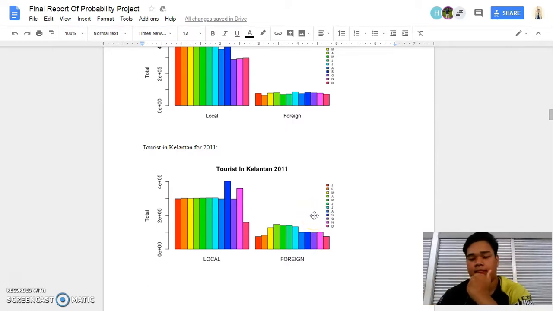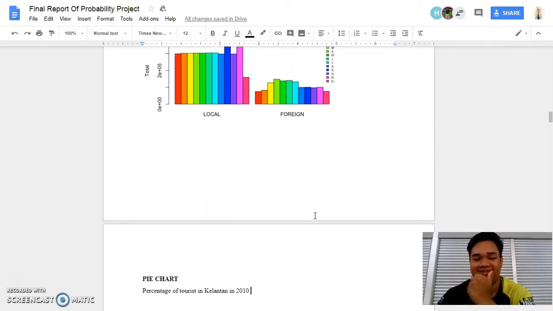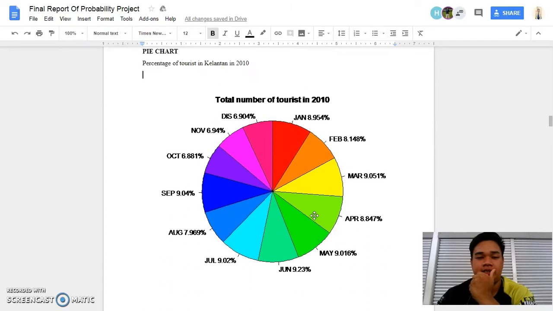Why did we choose Kelantan? We chose Kelantan because we know Kelantan is a peaceful state.